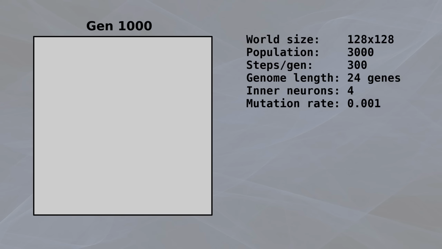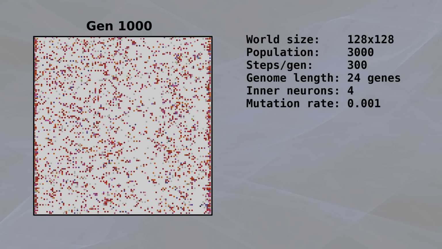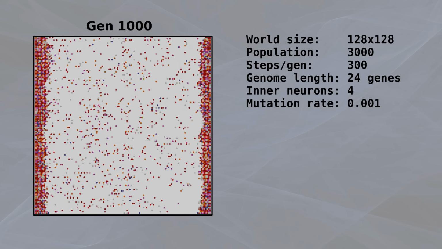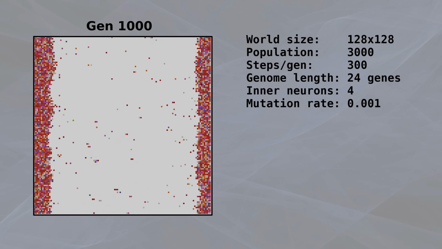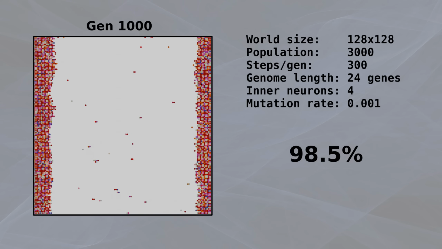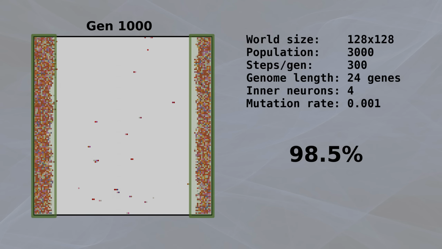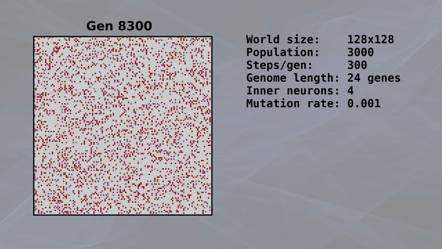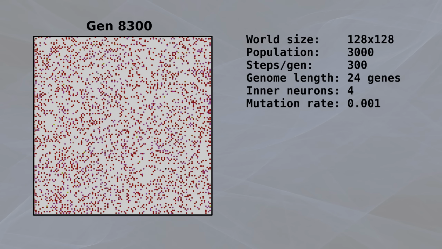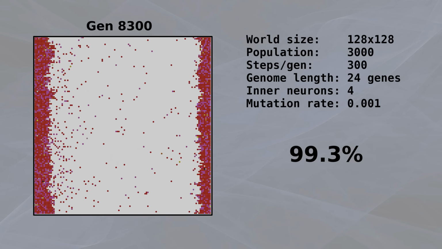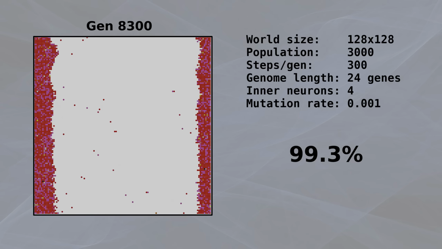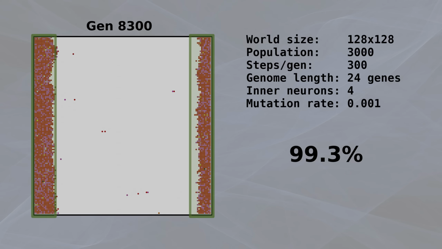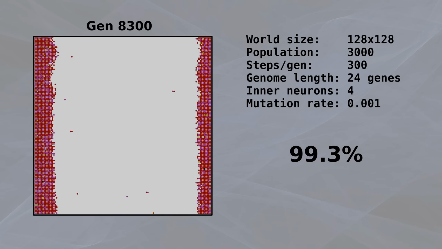Let's go forward 300 more generations to generation 1000. Now they're more evenly divided, going east and west, and now we have a survival rate that has gone up from 82% to 98.5%. Now let's go forward several thousand generations to generation 8300 and take a look. 99.3% of the individuals in generation 8300 make it to the spawning areas. The only ones who don't are those who were just unlucky with mutations and don't have the right brain wiring to know how to make it to the spawning area.